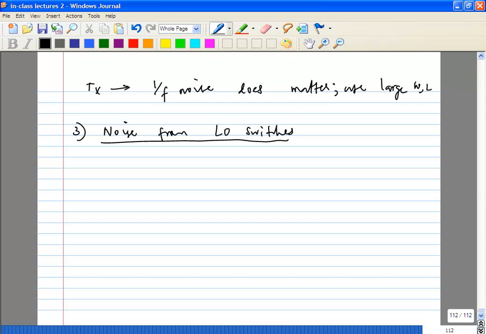So the first two are pretty straightforward. Noise from the load and noise from your GM stage are pretty straightforward. Noise from the LO switches is a little bit more complex.